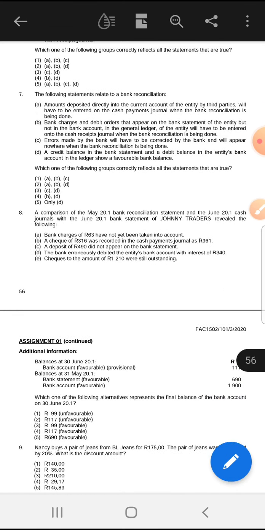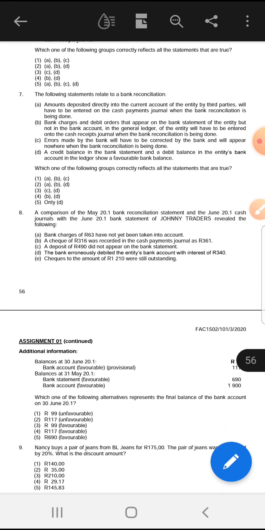So we'll move on to number 7. Number 7, which one of the following groups correctly reflects all the statements that are true? Okay, let's check all the criteria that were given. Amount deposited directly into the current account of the entity by a third party will have to be entered on the cash payment. How? Is it really possible, guys? We receive money, but it is being recorded on the cash payment journal. This one is wrong, obviously.